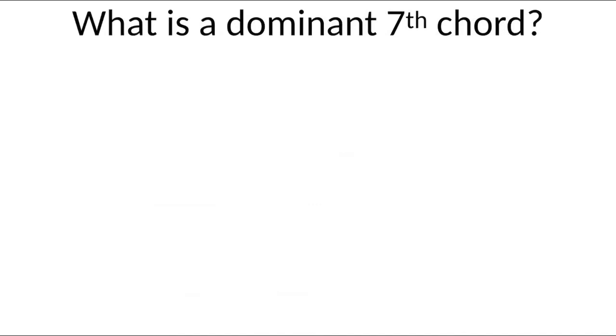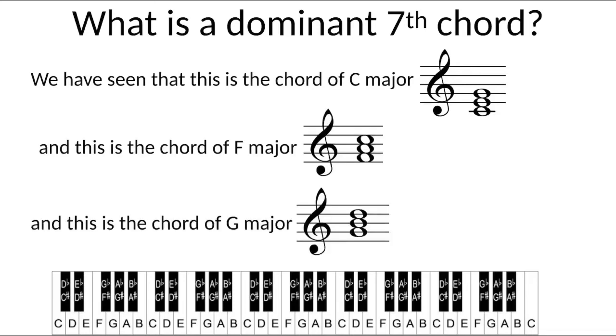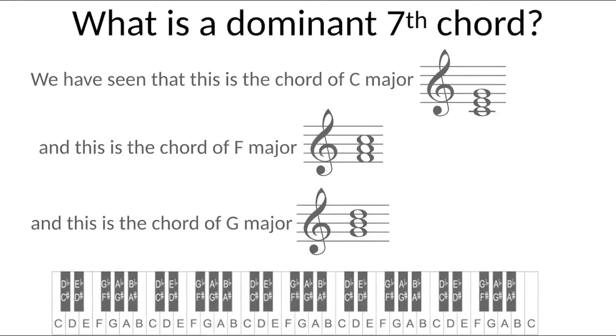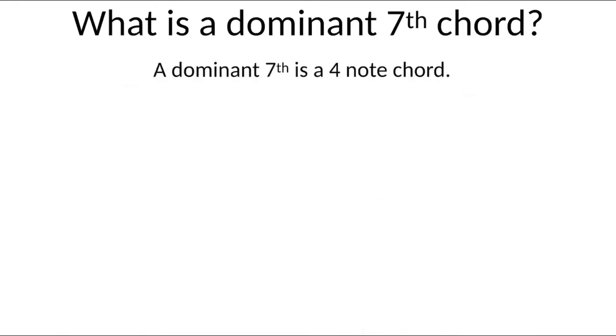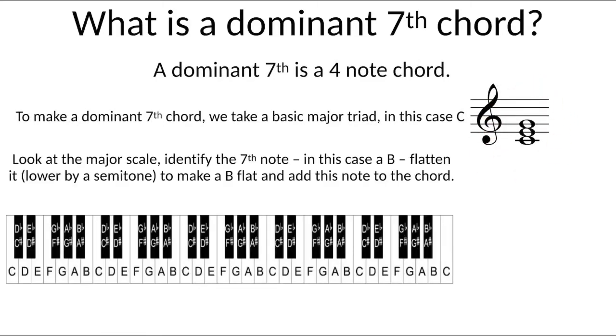Dominant 7th chord. Again, we know that this is the chord of C major: C, E, G; F major; G major. Dominant 7th is a 4-note chord, so 1 note is going to be added to this basic triad to make the 4-note dominant 7th chord.